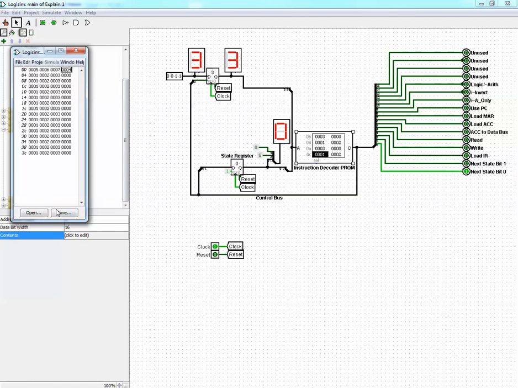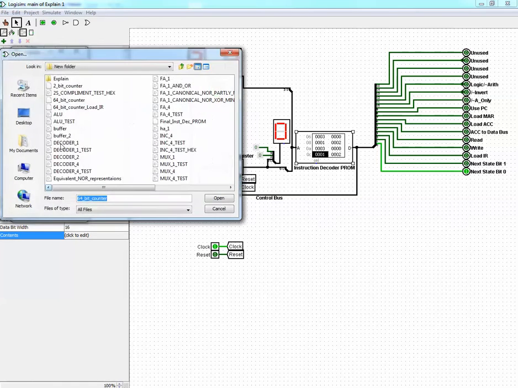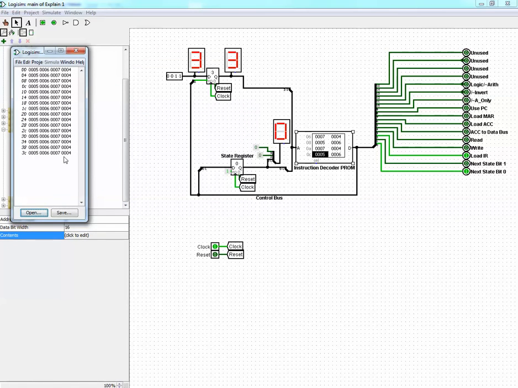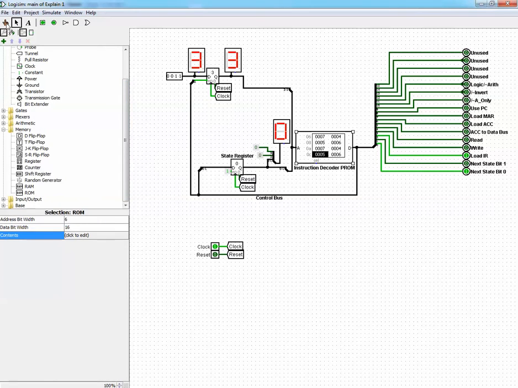Okay, so right now all of them are loaded. And as you can see, load IR will always be 1. Okay, let's try that.